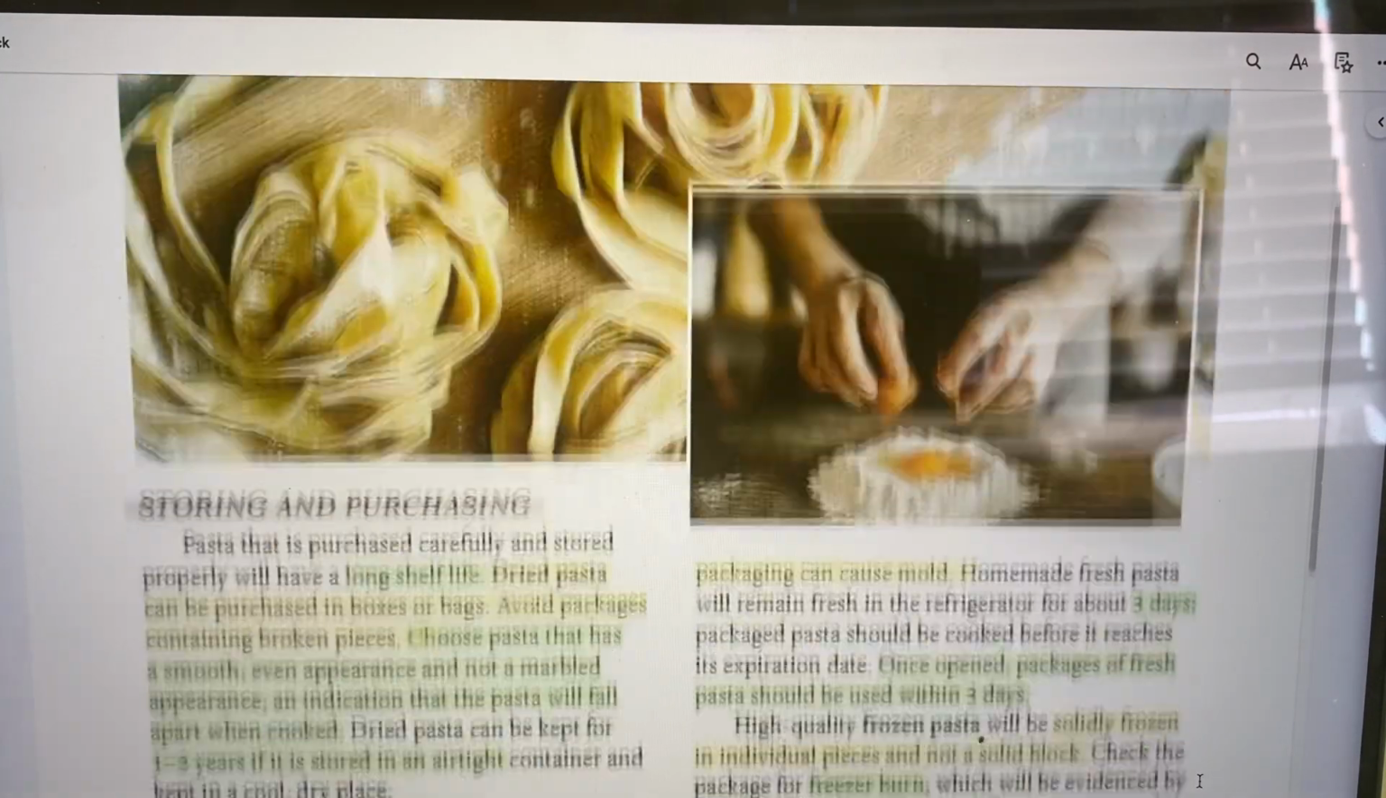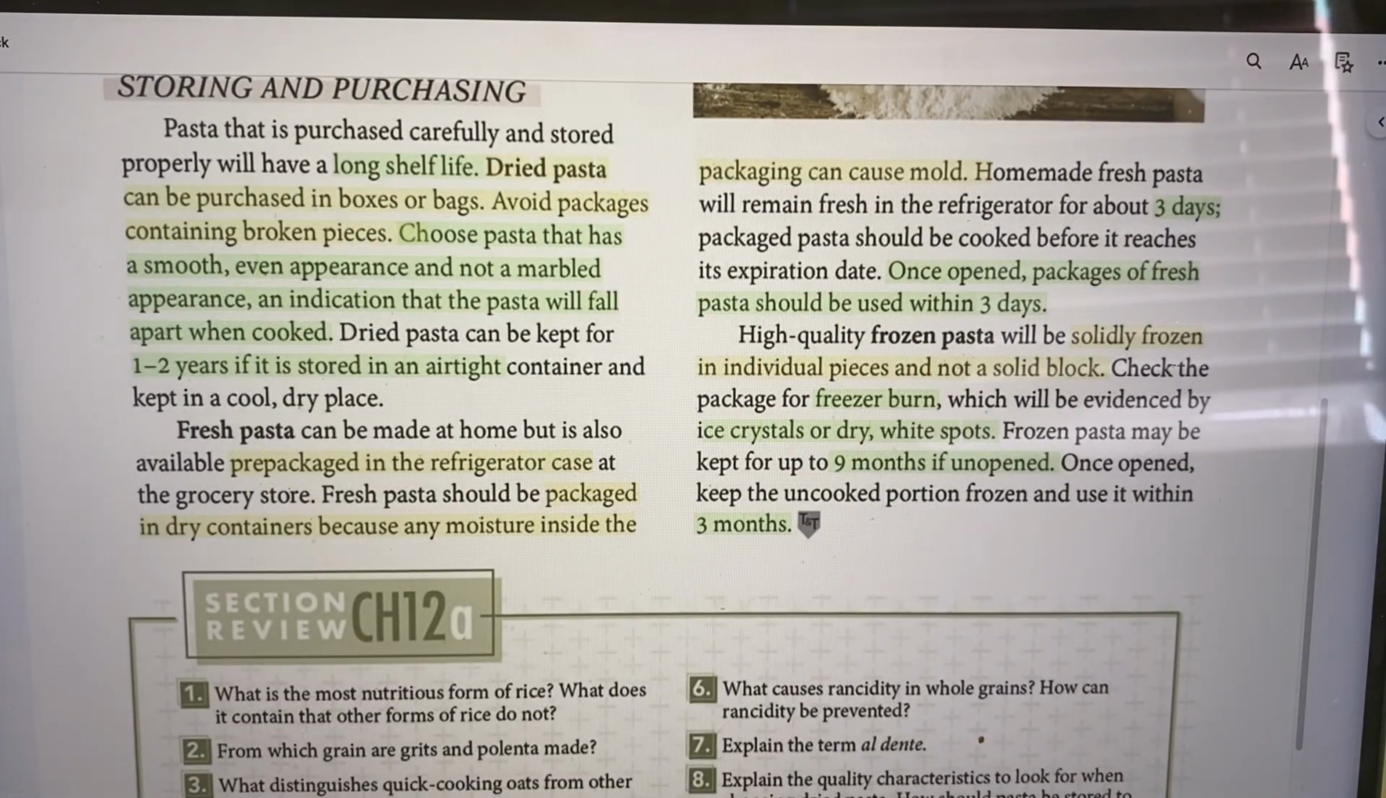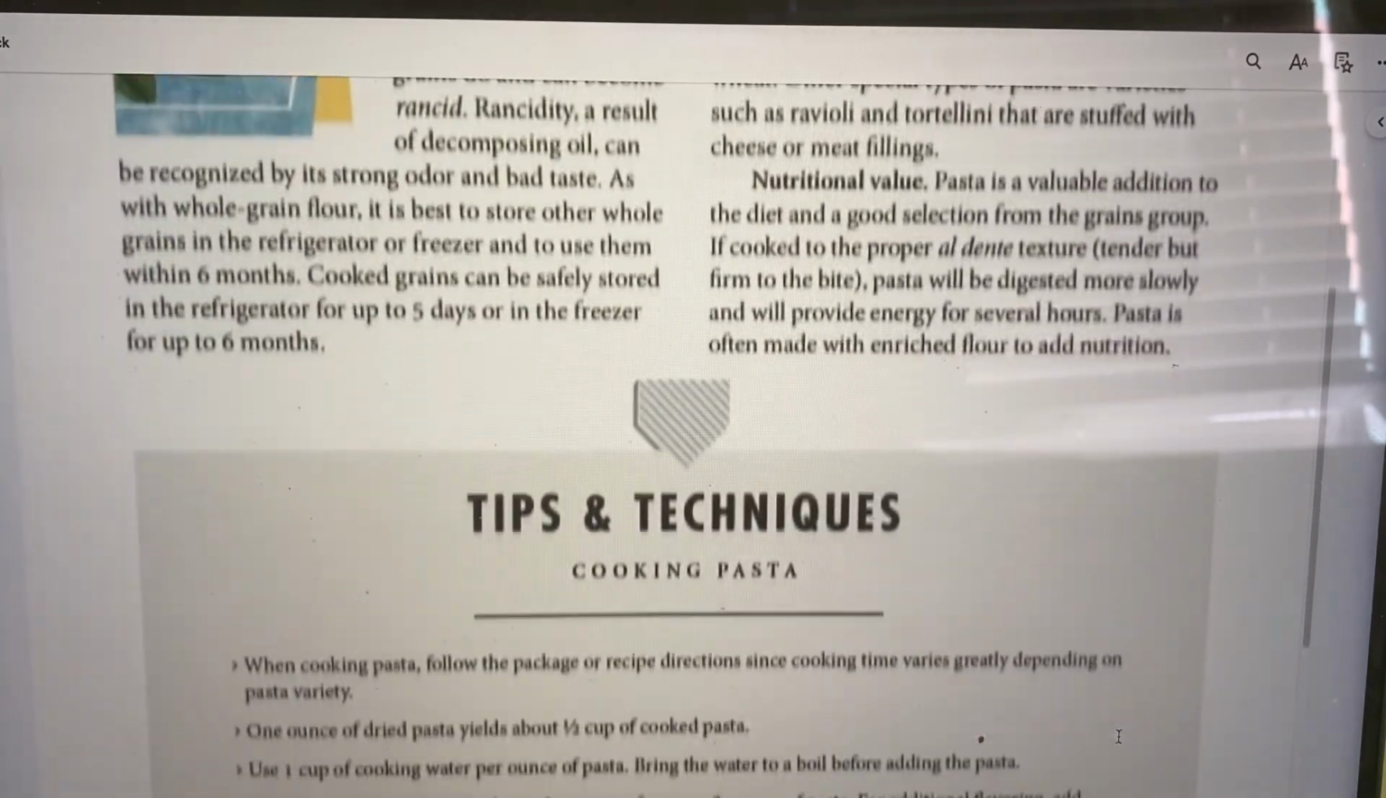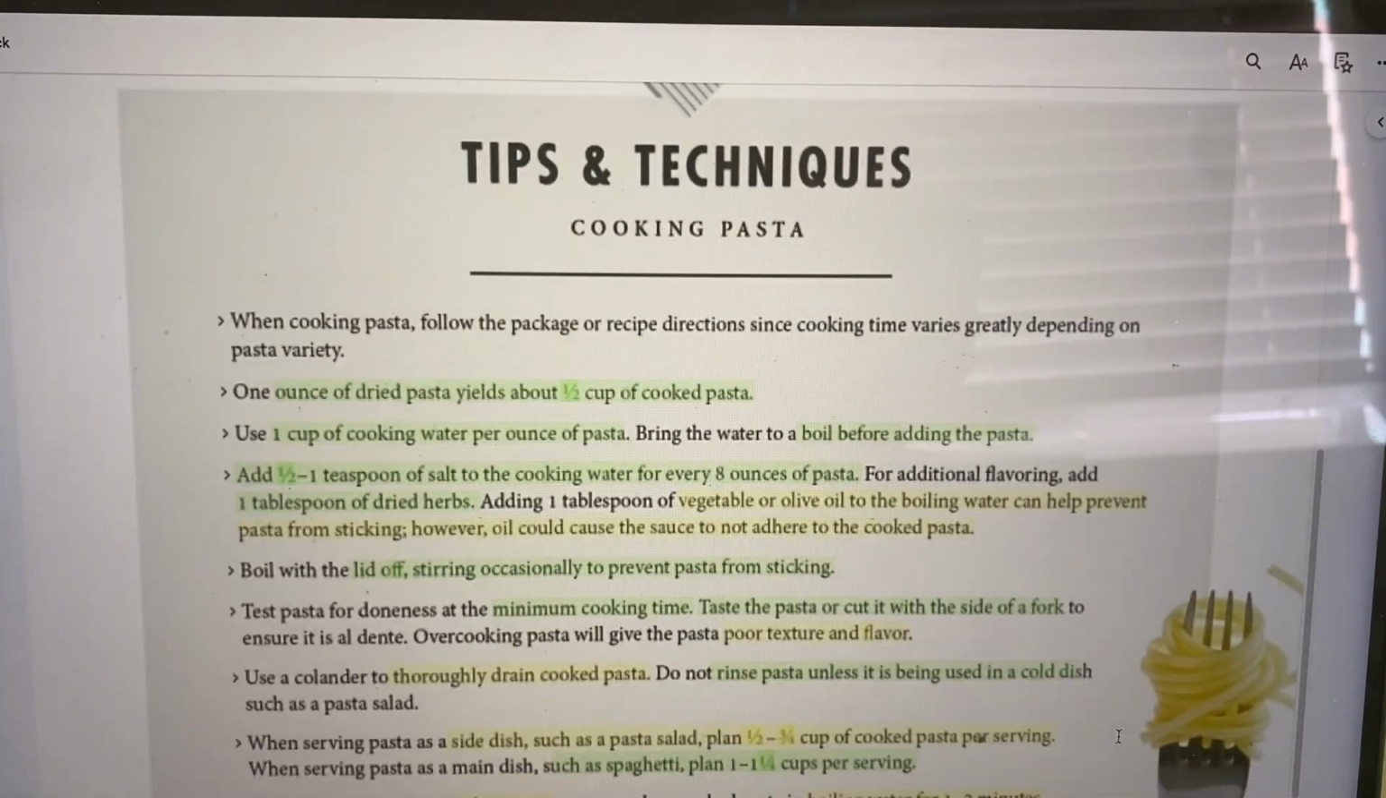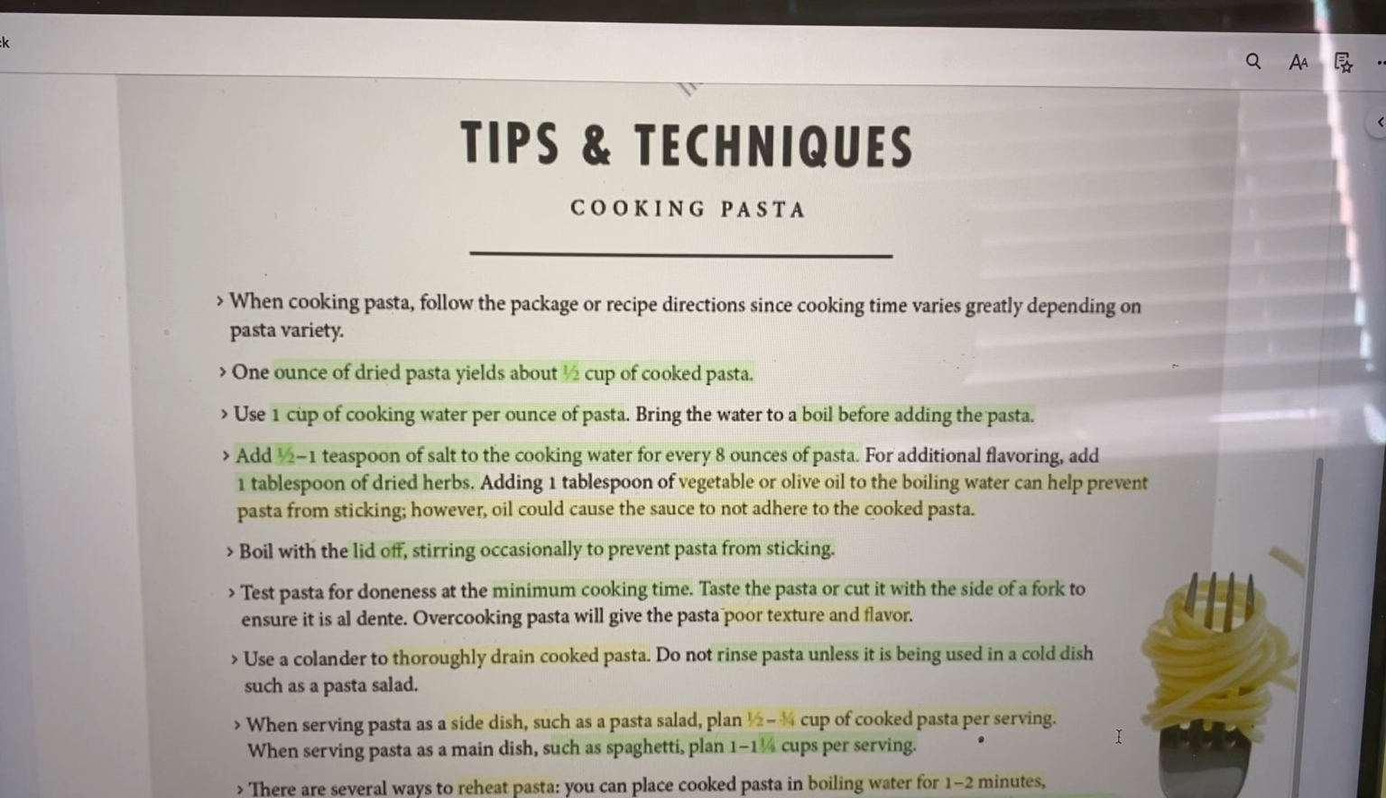So let's go back here to tips and techniques for cooking pasta. Because we want to cook some pasta here. When cooking pasta, you follow the directions on the recipe or on the box, on the package. One ounce of dried pasta usually yields about a half a cup of cooked pasta. So 1 ounce to half a cup, and half a cup is about one person's meal, right?